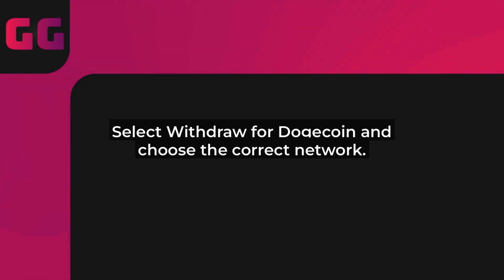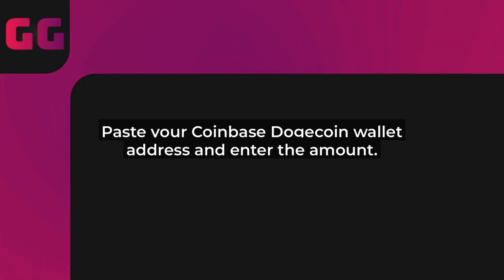Step 2. In the withdrawal form, select the Dogecoin network. Stick with the main Dogecoin network for compatibility. Now, paste in your Coinbase Dogecoin wallet address. You can find this by logging into Coinbase, going to your wallet, and copying the address for Dogecoin. Double-check this address to avoid any costly mistakes.